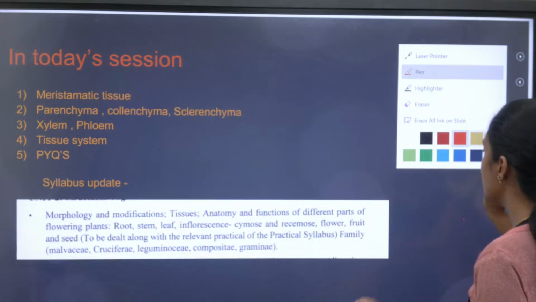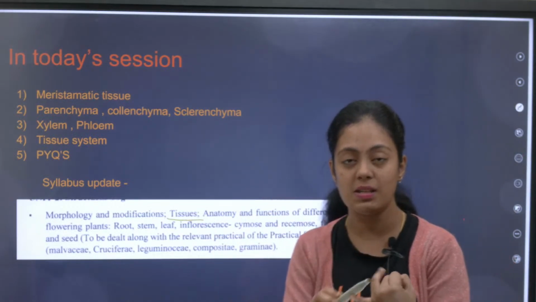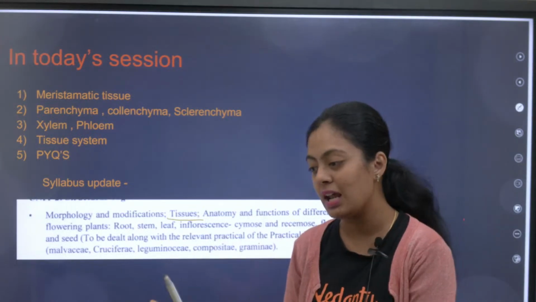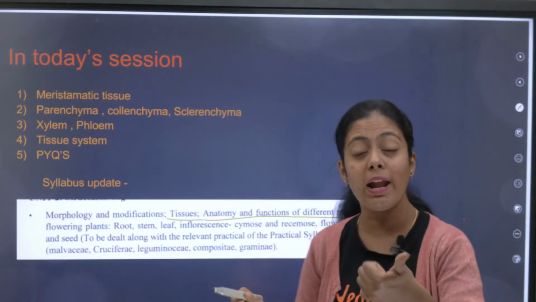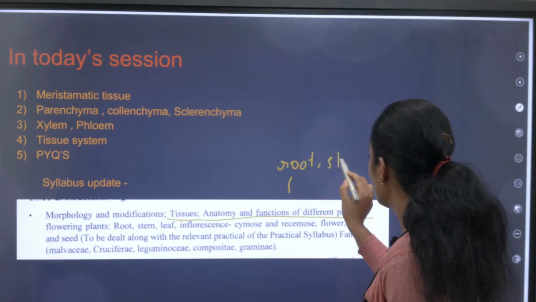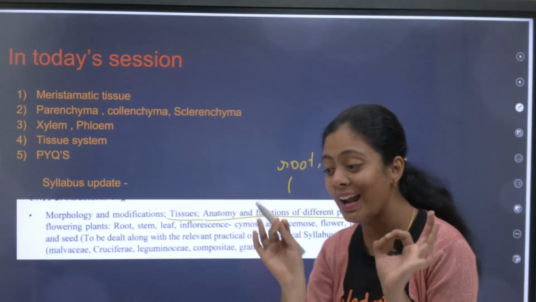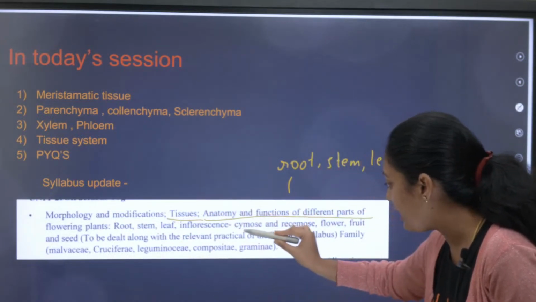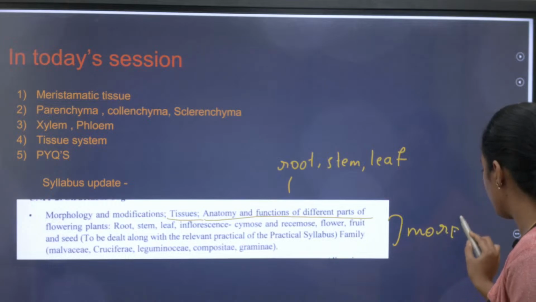Let's first understand that clearly. Yes, you have tissues. So plant tissues are there: meristematic, xylem, phloem, parenchyma, collenchyma, sclerenchyma, all of it is there. Then you have to study anatomy and function of different parts: you're going to read root, you're going to read stem, and you're going to read leaf. This comes under the anatomy chapter. The rest of all the things, that is root, stem, leaf, inflorescence, all this comes under the morphology chapter.